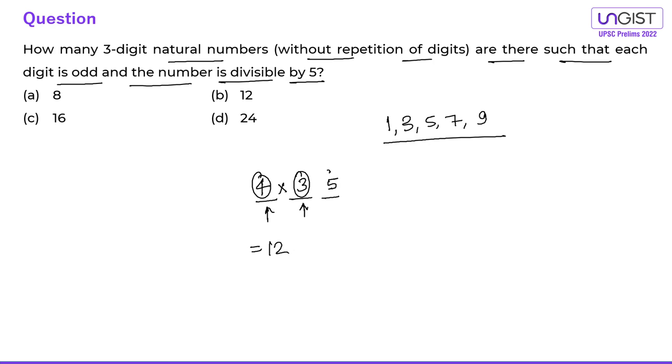And for the units place, this is only 1 choice, right? And these are 4 choices, these are 3 choices. So the answer is 4 into 3 into 1. So this is 12. 12 such numbers are possible. Alright everyone, the answer is 12 such numbers are possible. Fine. Okay. Now let's move to the next question.